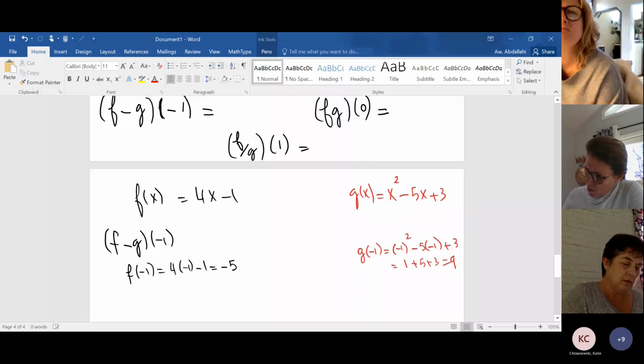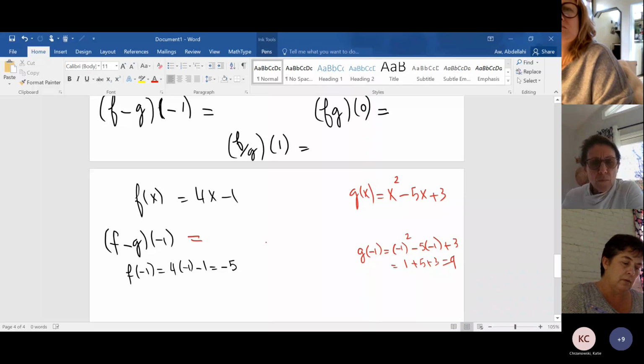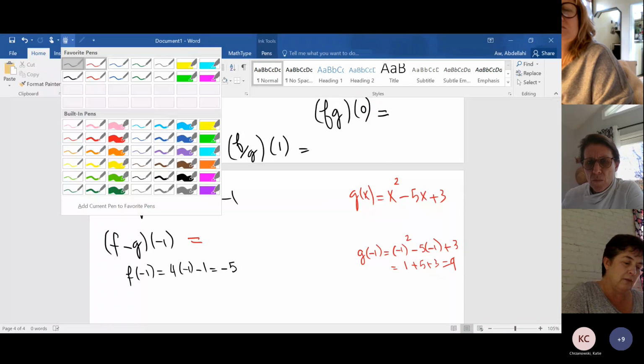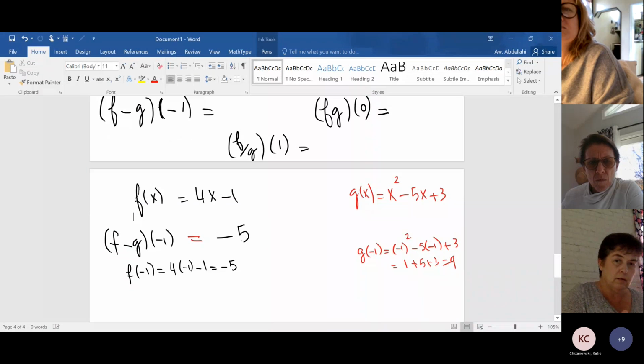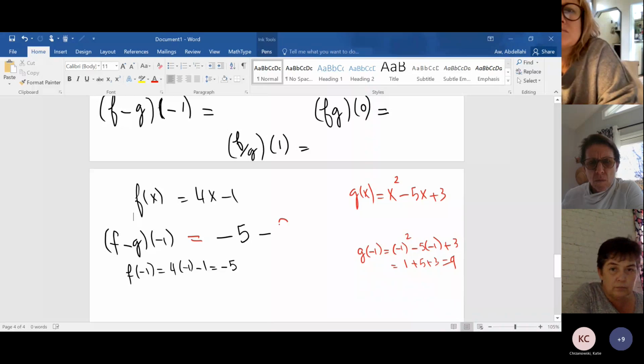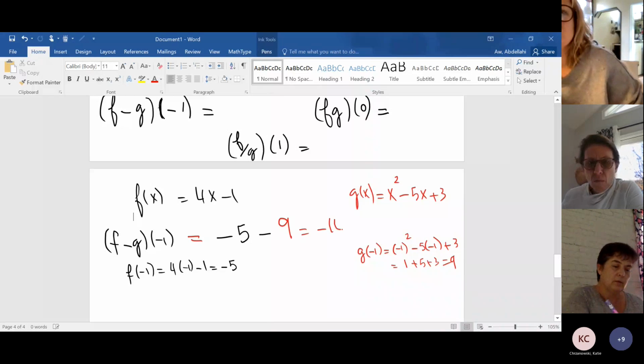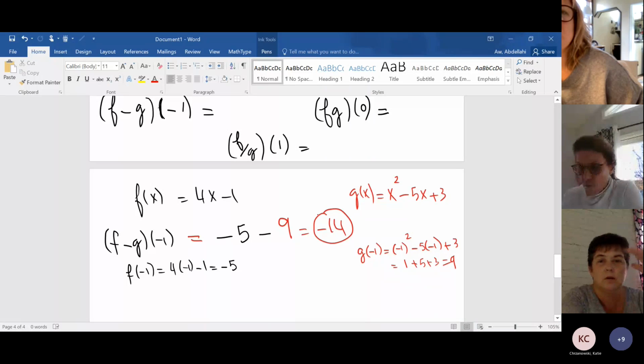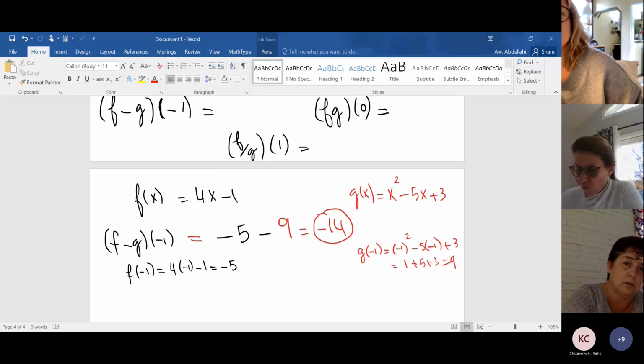Yep. And then what you do for your final answer? I subtracted. I put -5 minus 9. Which equals -14. That is it. So the -1 that you plug into those equations is that number that comes after f minus g. Yeah, that is good. That will always be given to you.